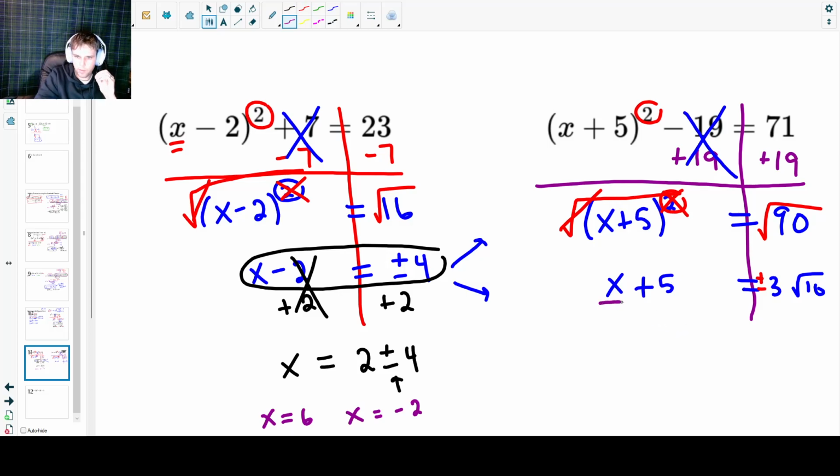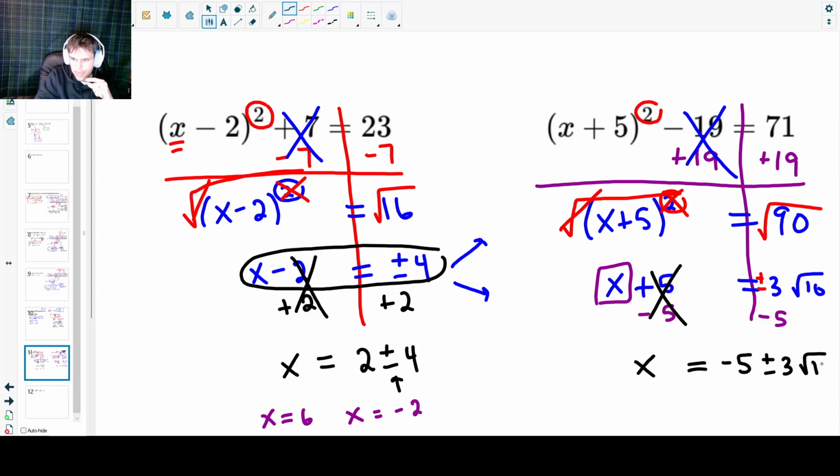I have to get the x all by itself still, so I need to get rid of this minus 5, take away 5 on both sides. And that's going to give us x, right, because this goes away, equals, and this may be weird the way that I write this, but I'm going to write it as negative 5 to represent that minus 5, and then plus or minus 3 square root 10.